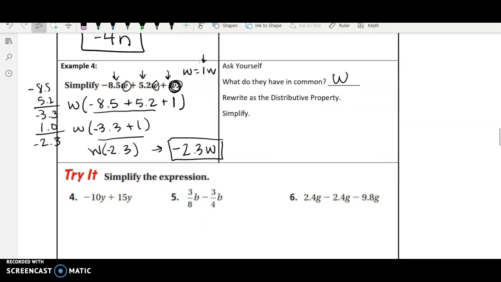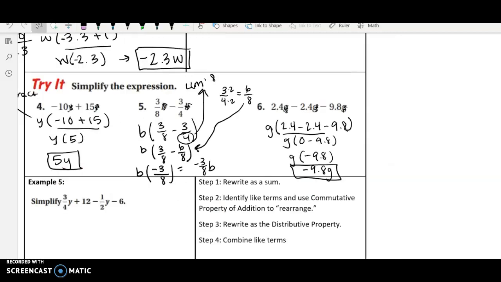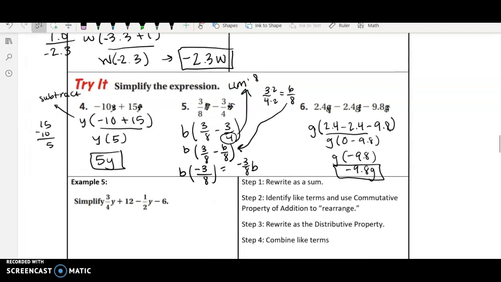So I want you to pause the video. I want you to do the try-its, and I want to see if you get the same answer as I do. So now that you can see the answers, I want you to pause the video again and we'll compare and see if you got your answers correct, and if you didn't, see where you maybe made a mistake in your steps.